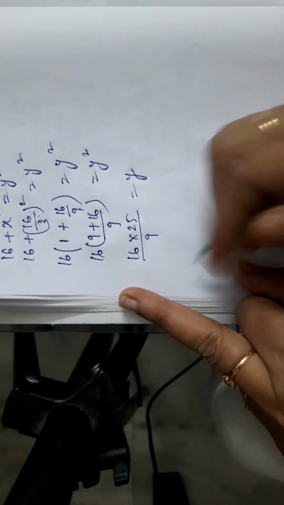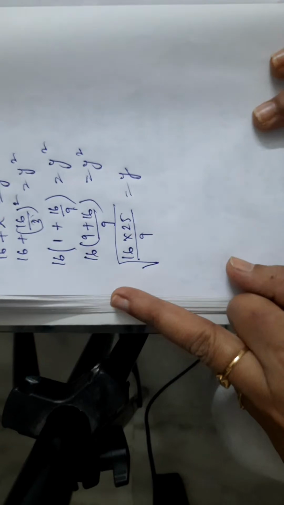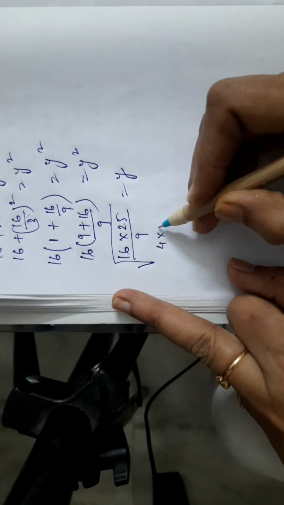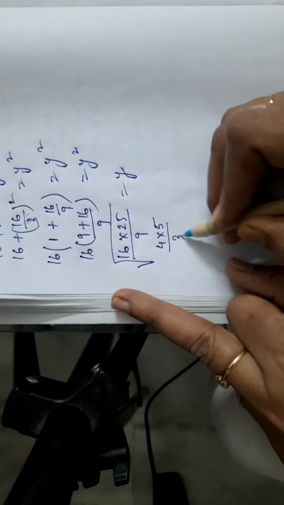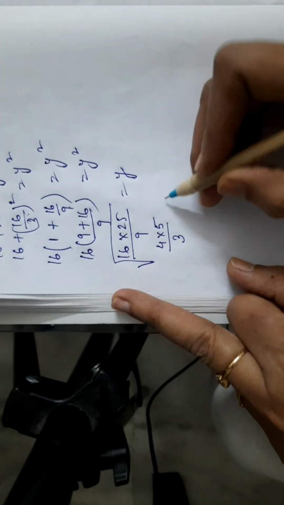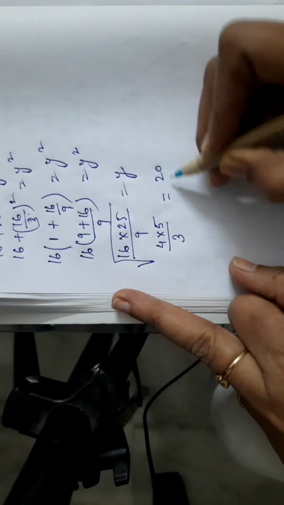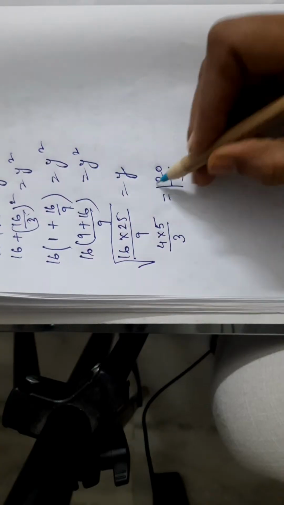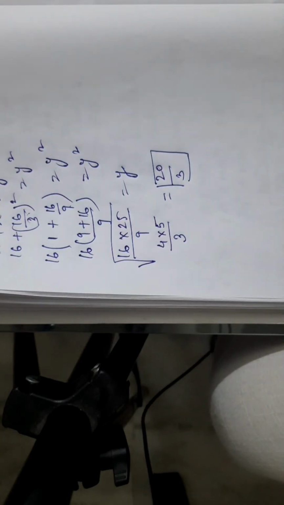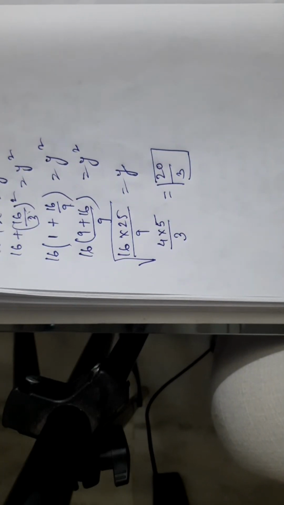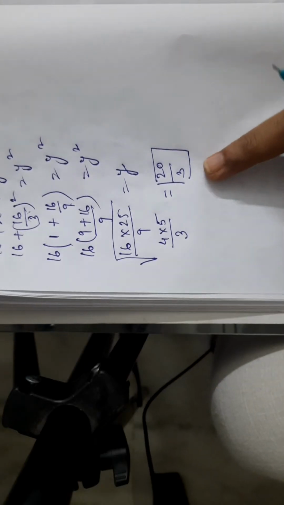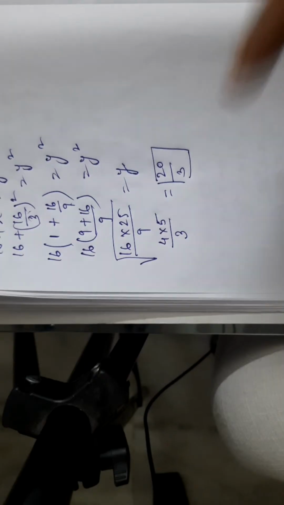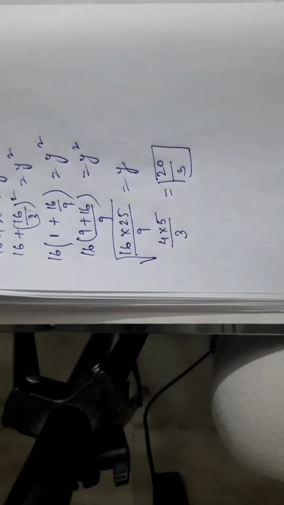If we find y, the whole term will be under root. Root of 16 is 4, root of 25 is 5, for 9 it is 3. So the final answer is 20 by 3. So this is the final answer. Very good. So you got 32 and then 20 by 3. We need to calculate the length of the tangent. So the length of the tangent is 20 by 3.